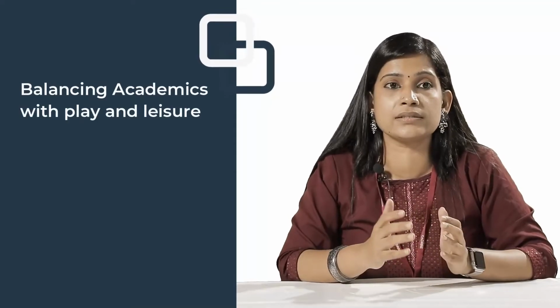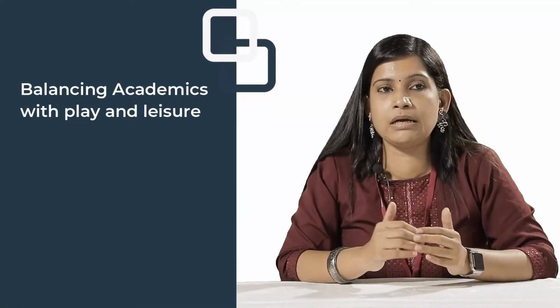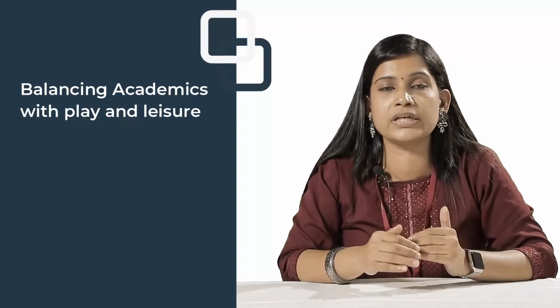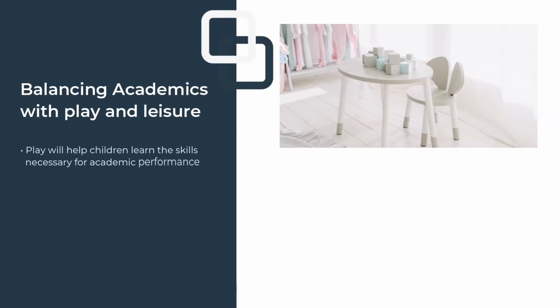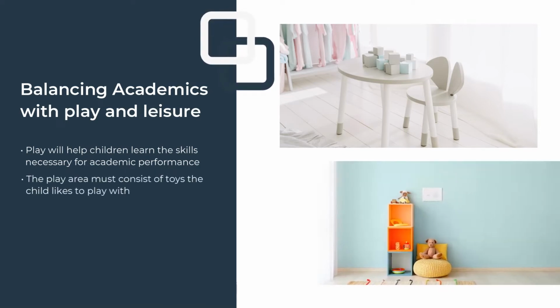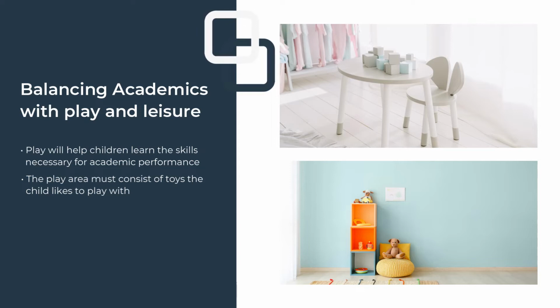Next, how to balance academics with play and leisure. Play and leisure must also be included in their daily routine, just like academics. Play will help the children to learn the skills necessary for the improvement of academic performance. Teaching some of the skills playfully will make the child enjoy and understand them better. Include activities to fulfill their sensory needs in the play, which will help the child to be more self-calm and self-oriented. While organizing a play area, make sure it is away from the study area to minimize distractions.